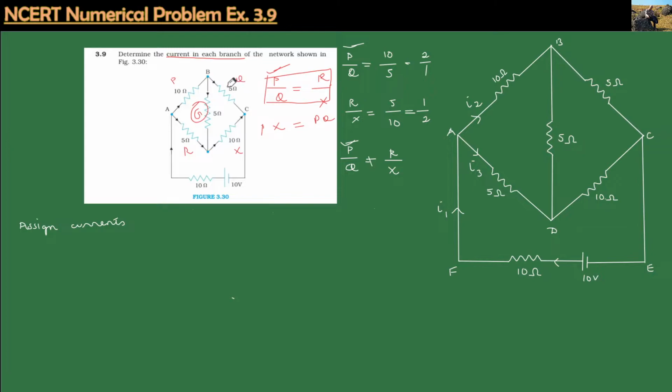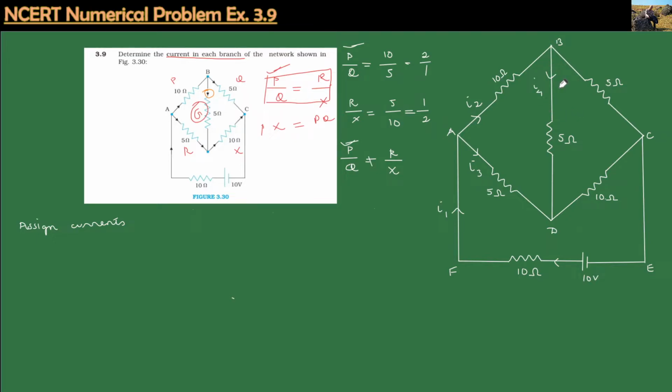And there will be part of the current which flows across this 5 ohm resistor. So let us name that current across this branch as I4. Let I4 be the current. I4 is the current flowing across the branch BD, whose resistor is 5 ohm.